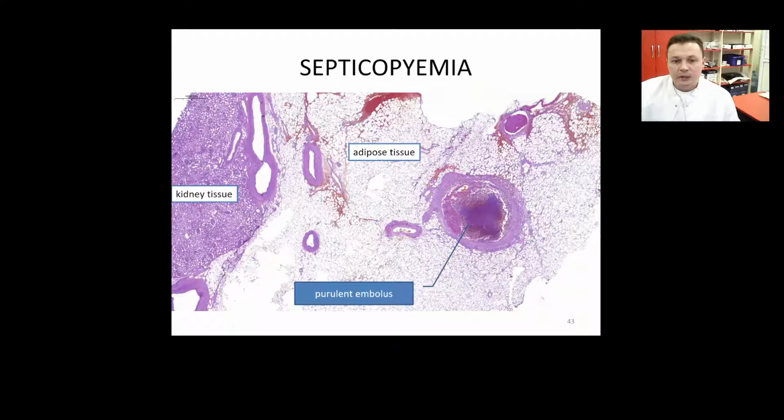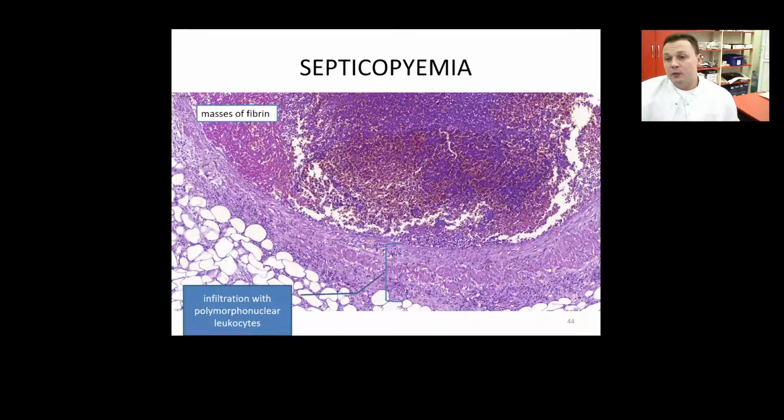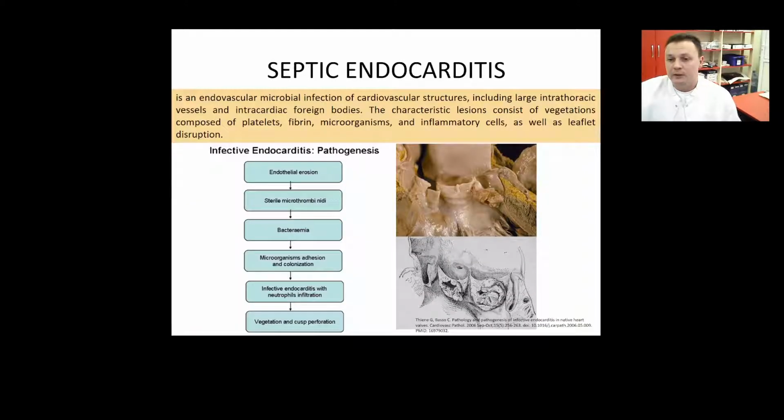This picture shows a case of septicopyemia. You can see an intravascular purulent embolus located in the lumen of the artery of perinephral adipose tissue. At high magnification, a purulent embolus in the lumen of the artery is determined. The artery wall is infiltrated by polymorphonuclear leukocytes from the site of the intima. The deposition of masses of fibrin is noted.